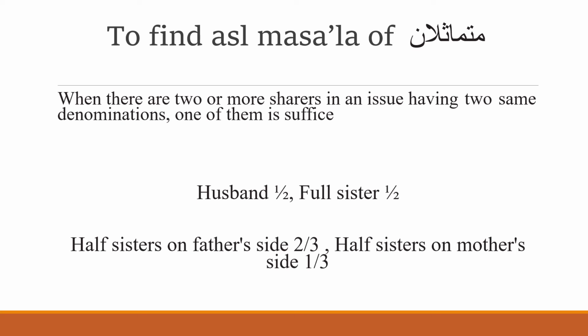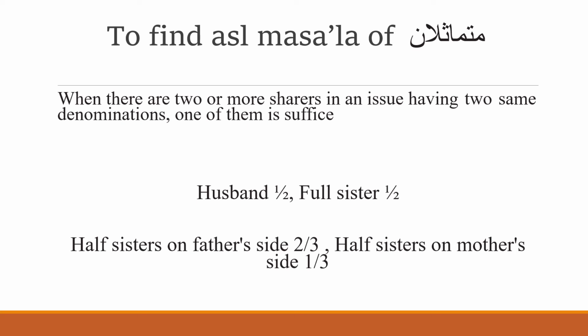Then the next step is to find aslul mas'ala. What is the meaning of aslul mas'ala? Numerical basis. What is the meaning of numerical basis? That's a number by which the inheritance will be divided easily. Okay, so to find aslul mas'ala of mutamathilani, when there are 2 or more shares in an issue having the same denominations, one of them is sufficient. What's the meaning? Please see this example.